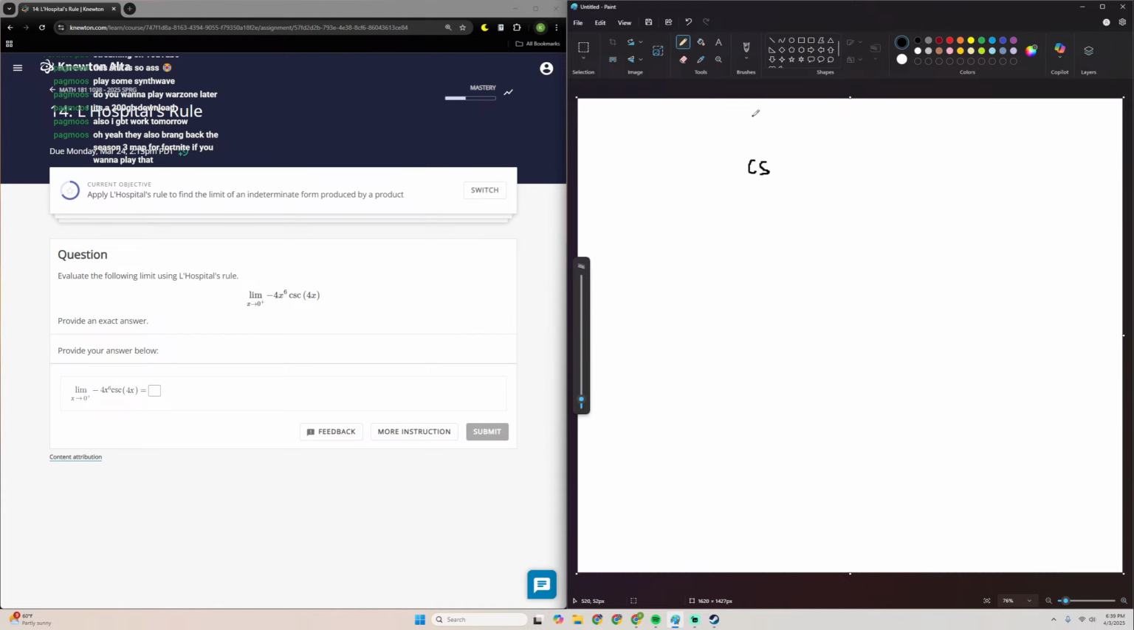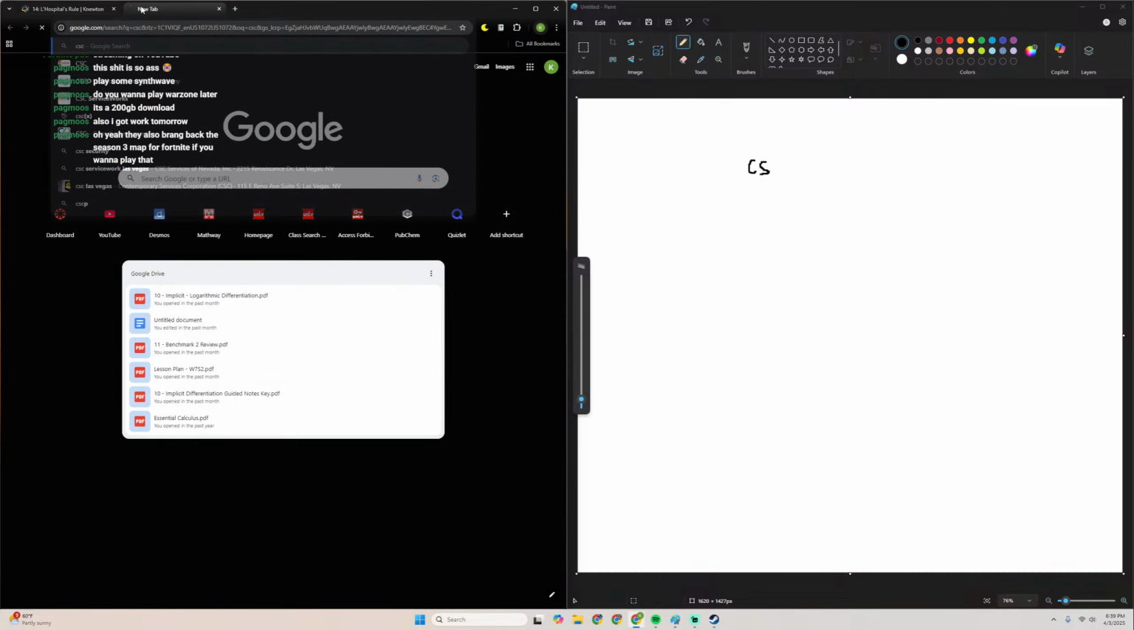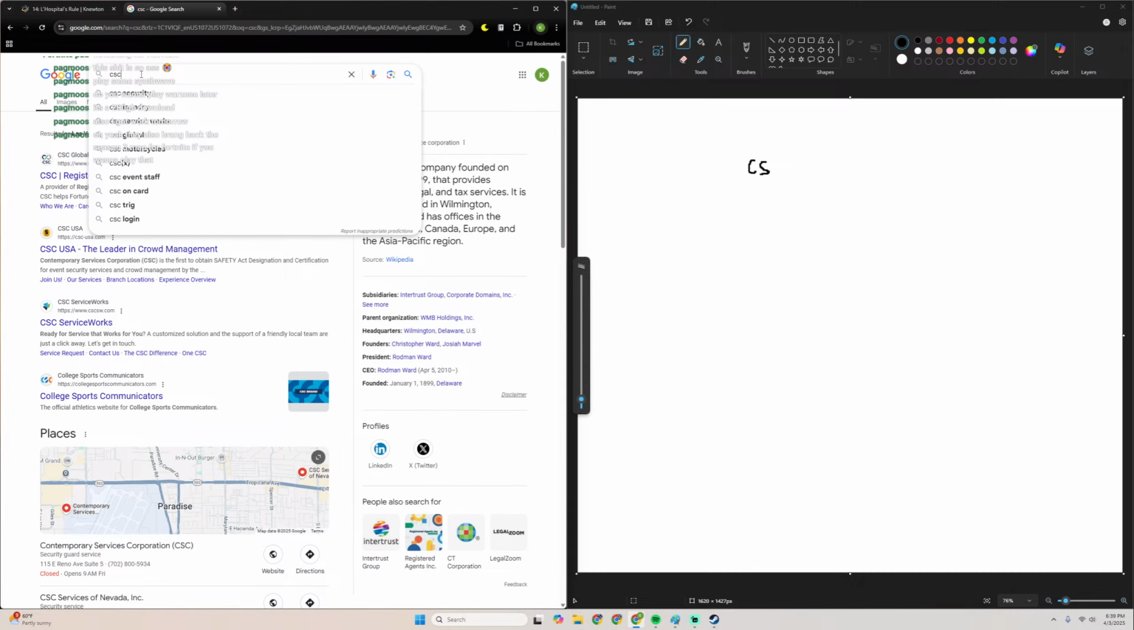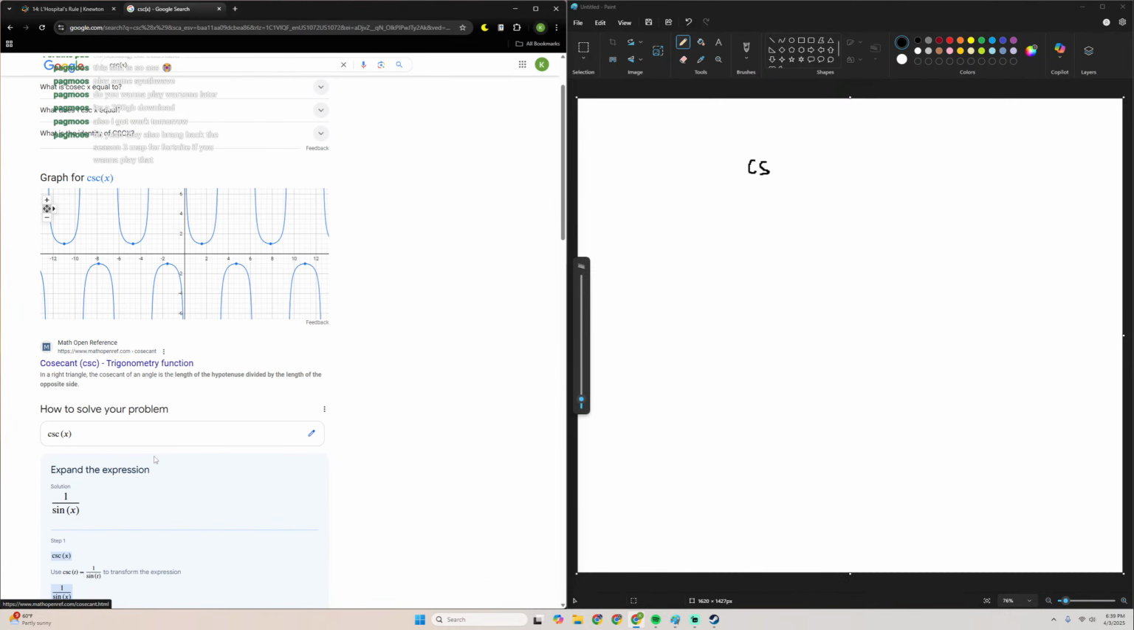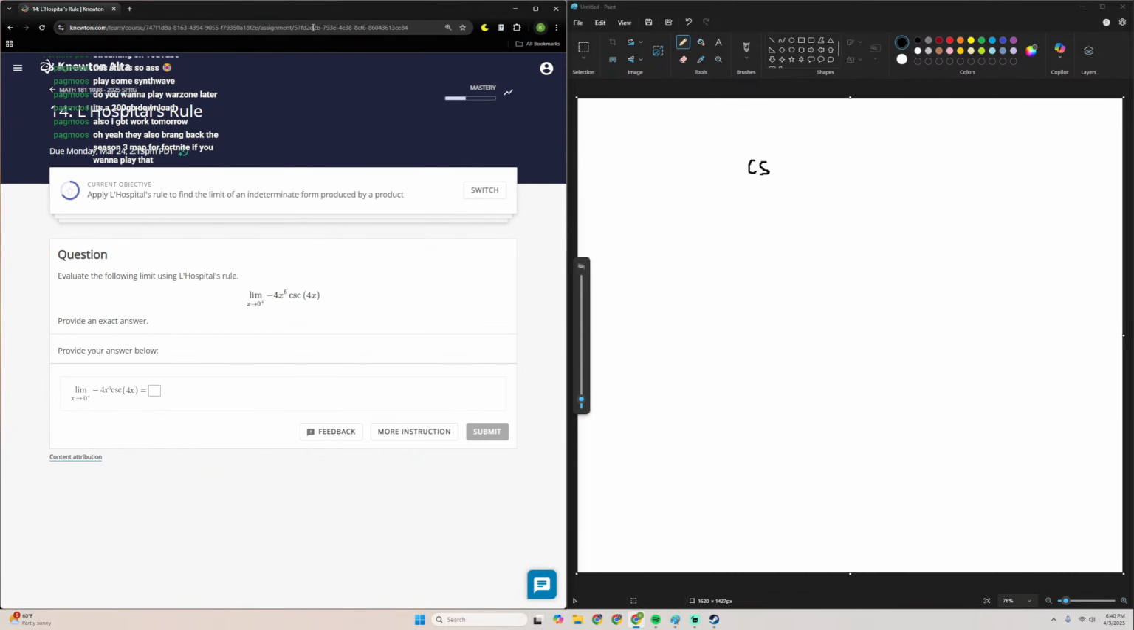I don't know what season 3 map of Fortnite you're talking about. I gotta look at the cosecant though. Give me a second. Cosecant. That is 1 over sine. Please tell me that's 1 over sine. Yeah, that is 1 over sine. I'm remembering things.